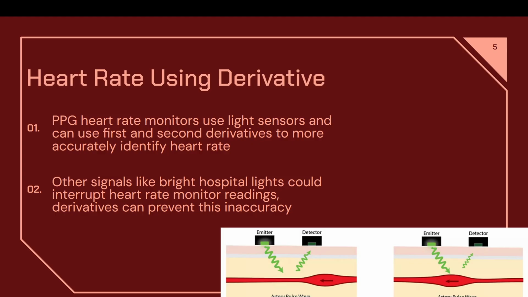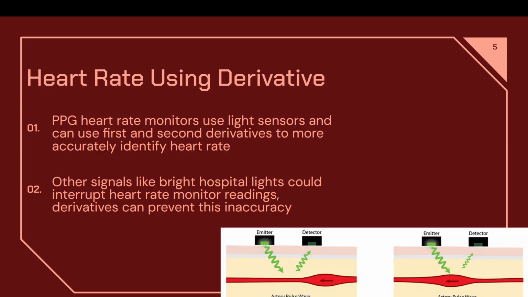But other signals, such as bright hospital lights or even sunlight, can interfere with readings, causing inaccurate measurements. By applying first and second derivatives to the sensor's voltage signals, these devices can filter out noise and pinpoint your heart rate more accurately. This technology is used not only in fitness trackers, but also in hospitals, where precise monitoring can make a crucial difference in patient care.